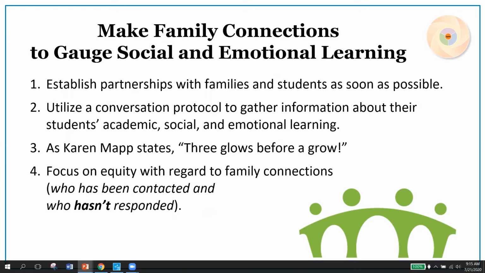Families and students themselves will be able to provide educators with important and valuable data about academic, social, and emotional learning. It's likely that students' social and emotional learning will be a very high priority as the new school year begins. 5 months of uncertainty, stress, and isolation may have significantly impacted both students and families. Consequently, it's more important than ever to establish partnerships with families and students as soon as possible, perhaps even before the school year actually starts.